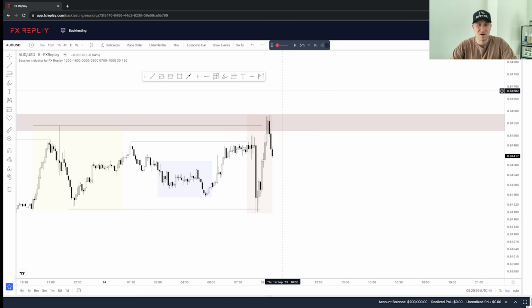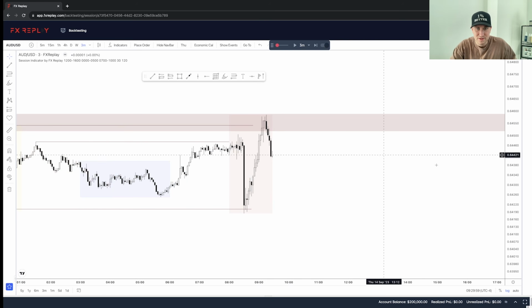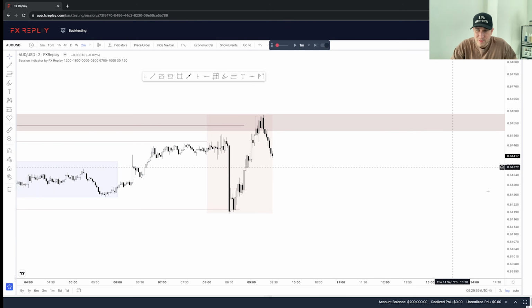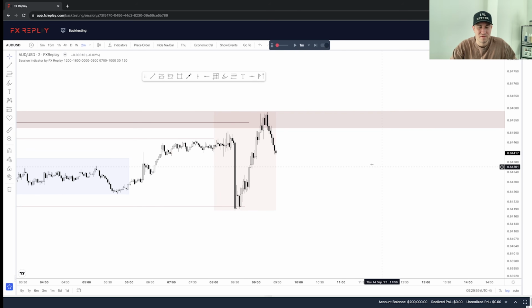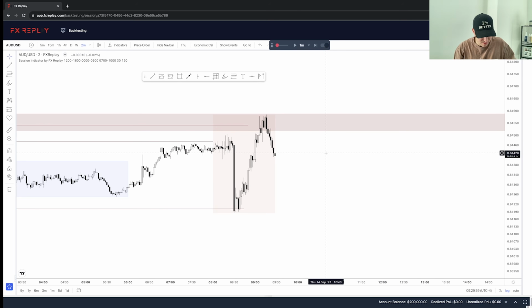But once we are in my point of interest, then I jump down to the lower time frames. So I'll take a look at the 3-minute, see how it's looking. I'll take a look at the 2-minute and see how it's looking. But for me, the main time frame that I used on this one was the M1, but you didn't have to, but let me just show you.